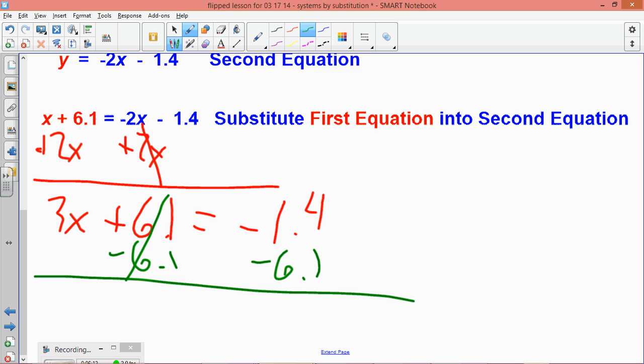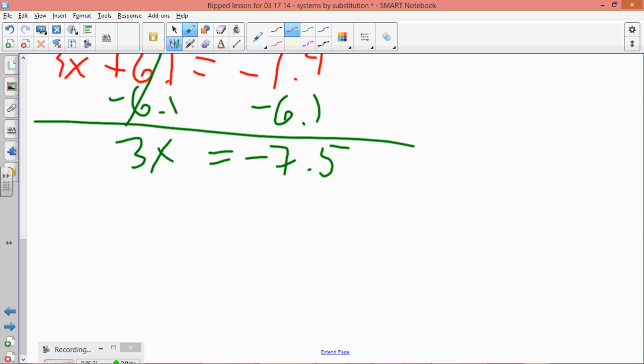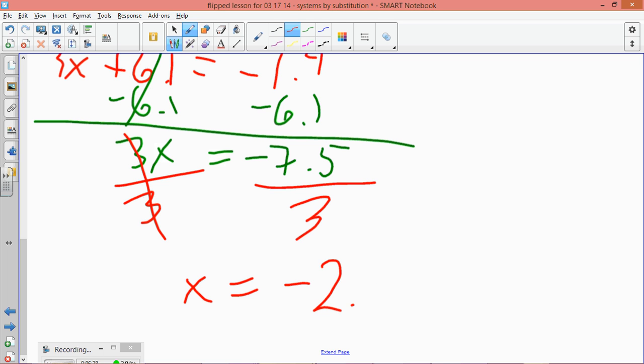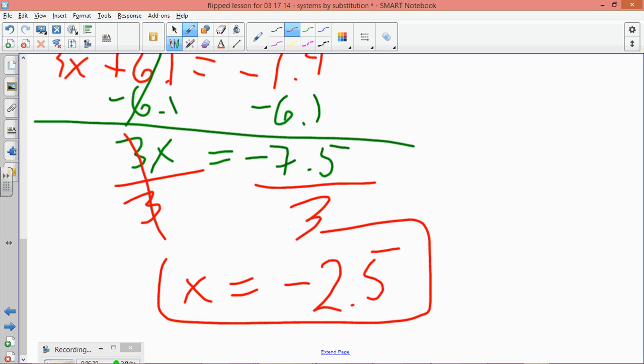Negative 1.4 minus 6.1 is going to be negative 7.5, and that's going to equal 3x. Still not done. I need to divide both sides by 3. Divide by 3, divide by 3. I get that x is equal to negative 2.5. Now I'm done with step 2. I have found the value of x.